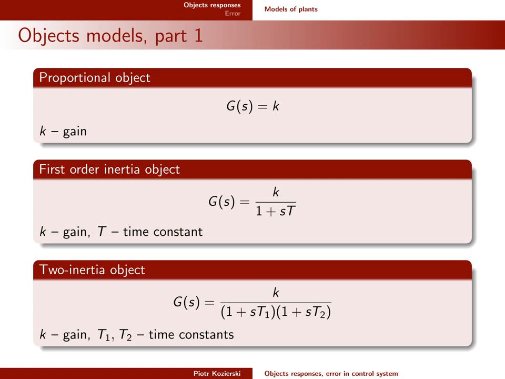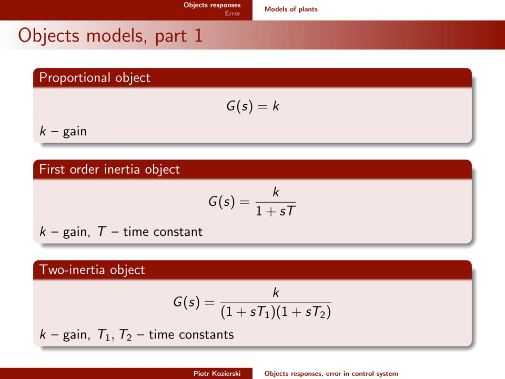The first object is a proportional object whose transfer function is simply k, where k is the gain. As one can see, the gain occurs in every object, in each case in the numerator, also in the other objects, which I will show in a moment. The second object is a first-order inertia object. This expression 1 plus sT in the denominator is called inertia. A new parameter also appears here, namely the time constant.